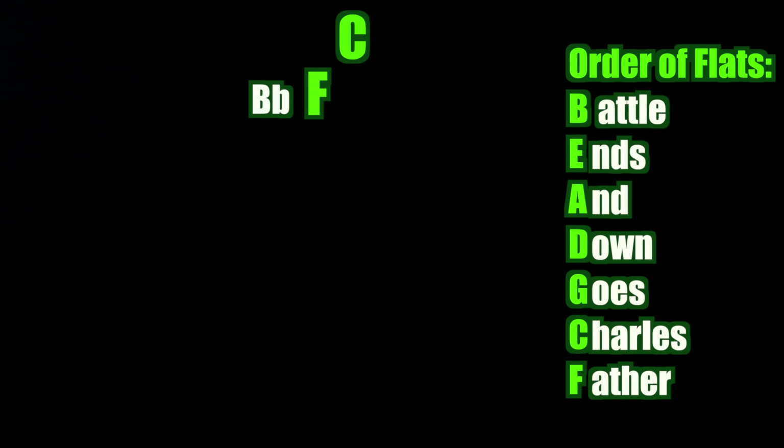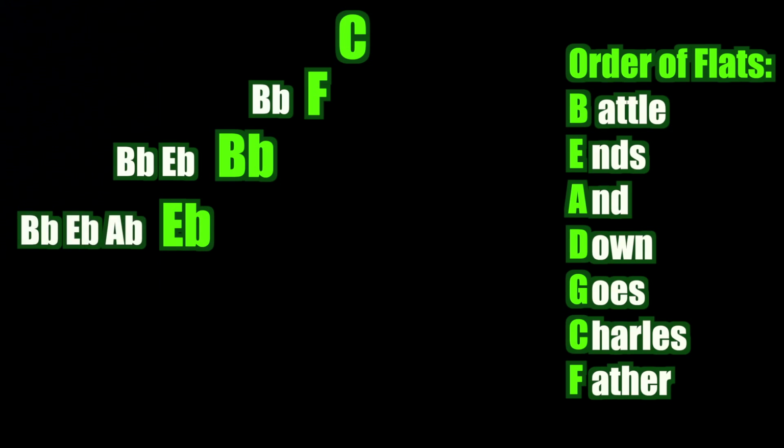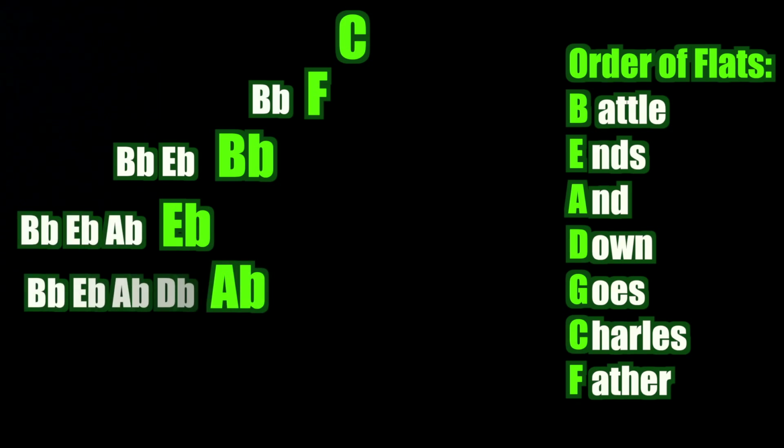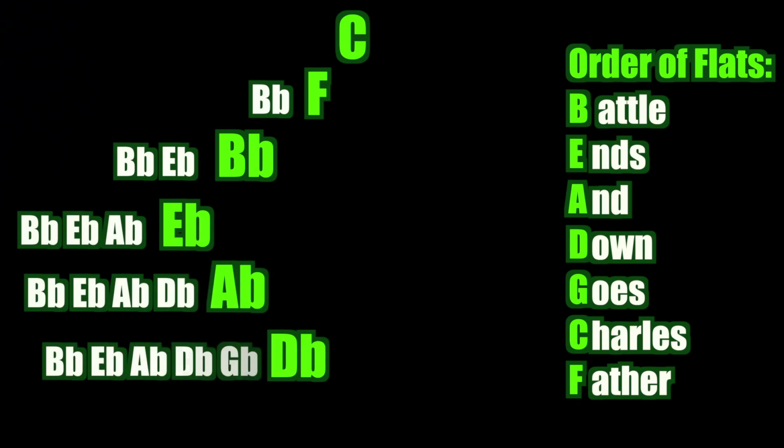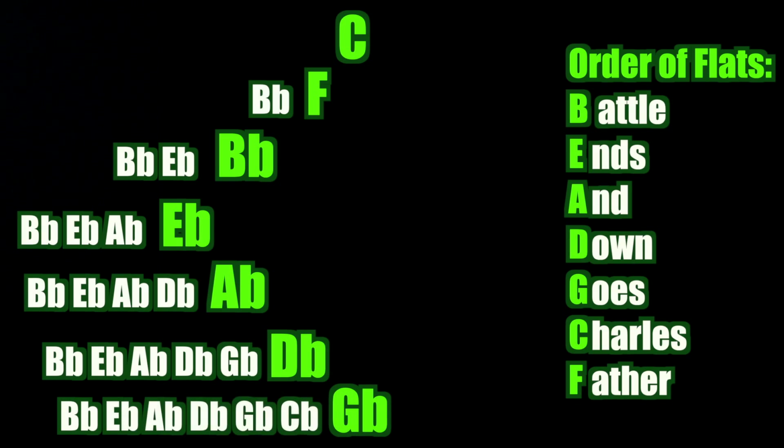We continue down again, and then we've got the same again, Battle Ends, so B and E, so there's 2 flats. Continue down again, and you've got B, E, and A. Continue down again, B, E, A, D. Continue again, B, E, A, D, G. Continue again, B, E, A, D, G, C. And finally again, B, E, A, D, G, C, and F.